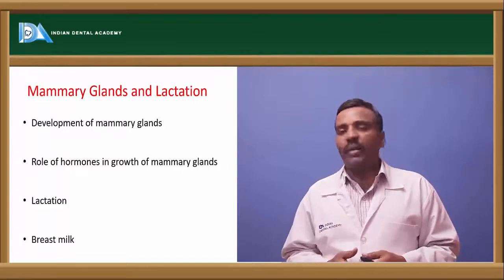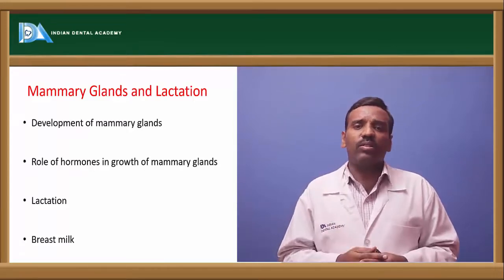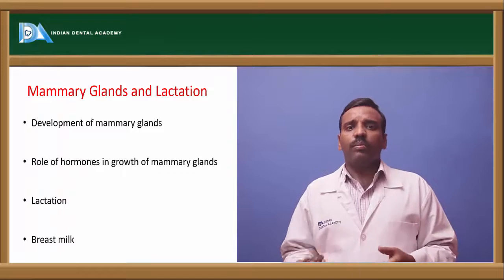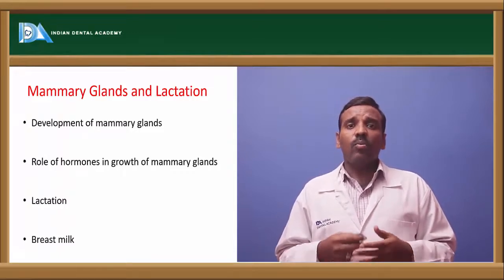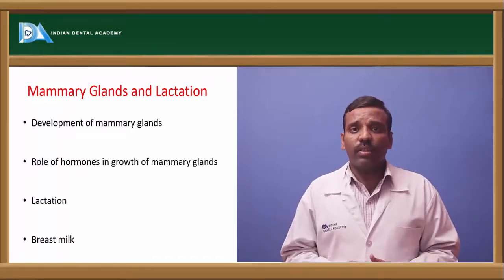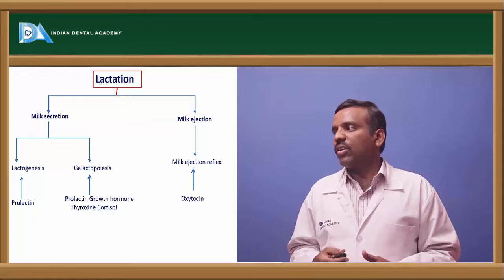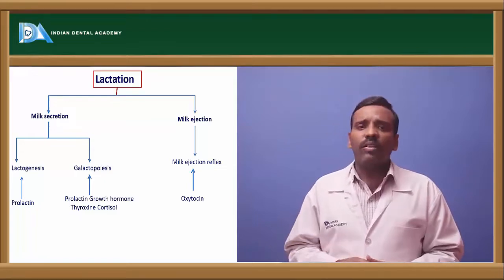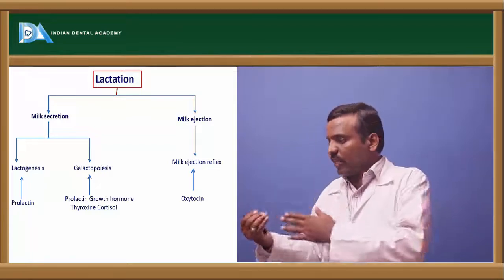Next, breast milk is the most important, which supplies immunoglobulins to the baby after parturition. Mother's milk is much better than animal milk. Okay. And next, if you see lactation, there are milk secretion and milk ejection, and lactogenesis and galactopoiesis.